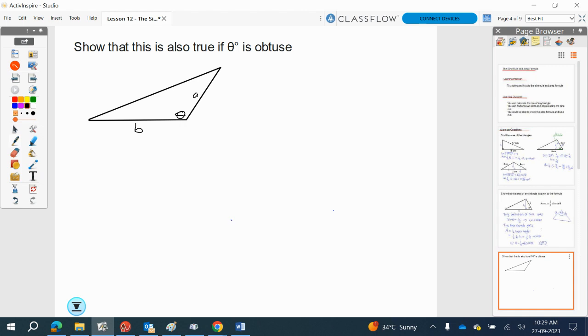Now, ask yourself, where is the height in this triangle? Where is the right angle triangle that has the height in it? And what is the angle at the opposite side of the height?